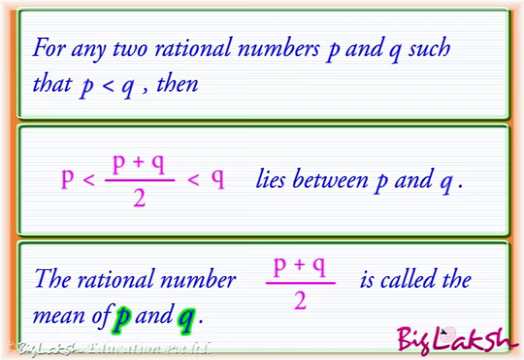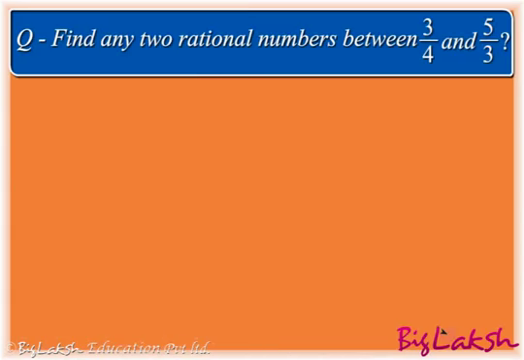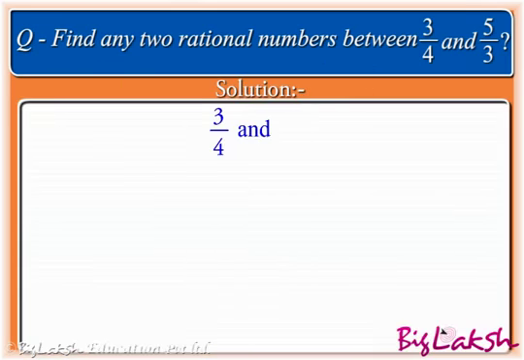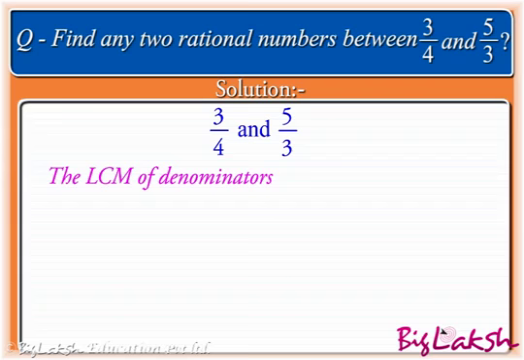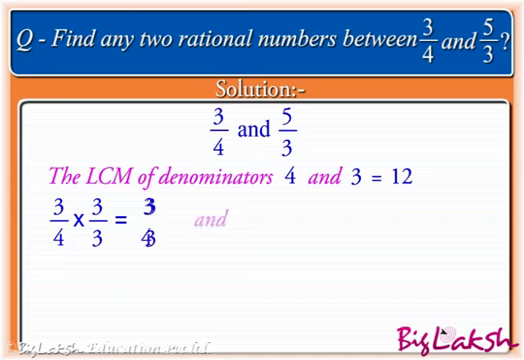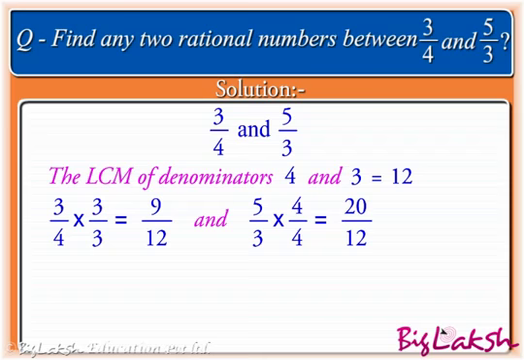Let us consider another example. Find any two rational numbers between 3 by 4 and 5 by 3. As the denominators of these two numbers are different, we will convert them to rational numbers having the same denominator. The LCM of these denominators, that is 4 and 3, is 12. Therefore, we will convert the denominators of both the fractions to 12. As you can see, the equivalent rational numbers have numerators 9 and 20 respectively.